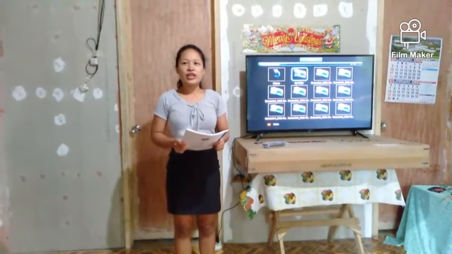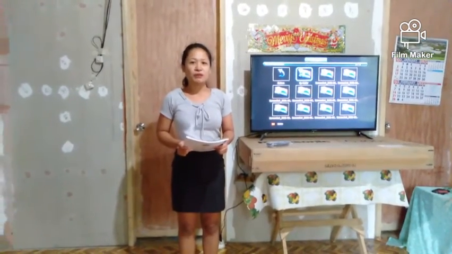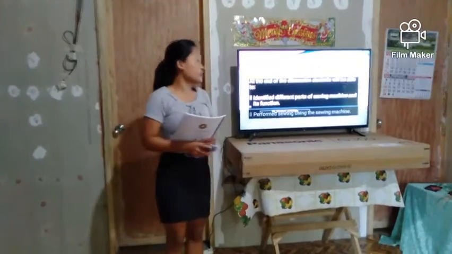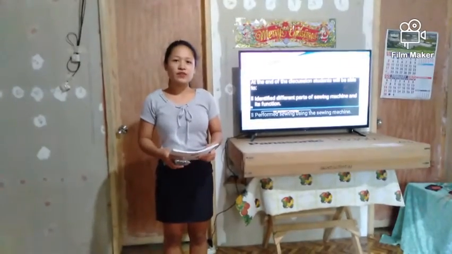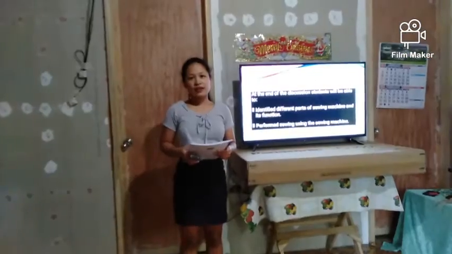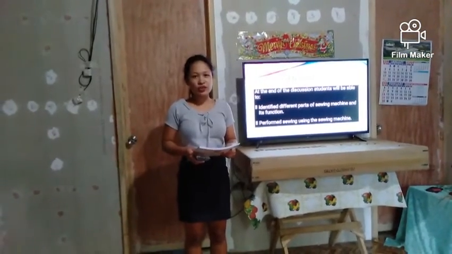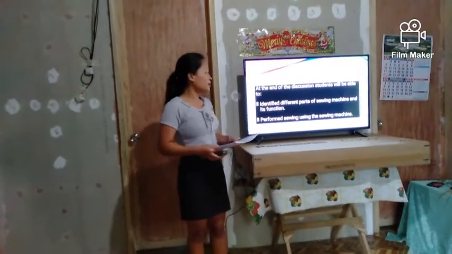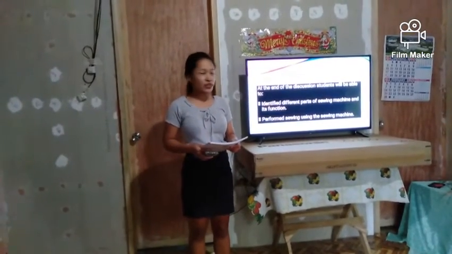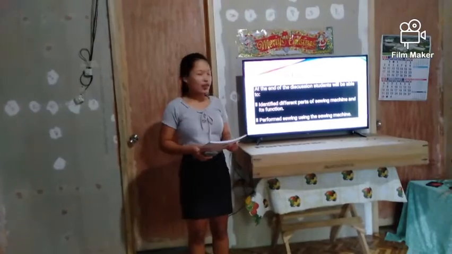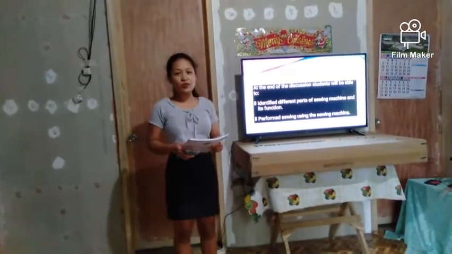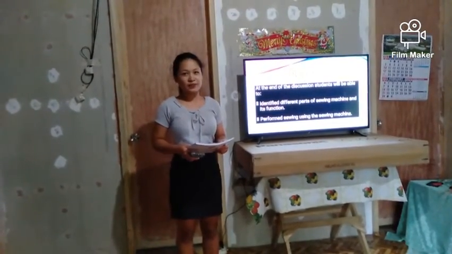Okay, for today's lesson, we will tackle about the parts of sewing machine. Okay, let me present to you the learning objectives for this discussion. At the end of the discussion, students will be able to identify different parts of sewing machine and its function. Next is perform sewing using the sewing machine.